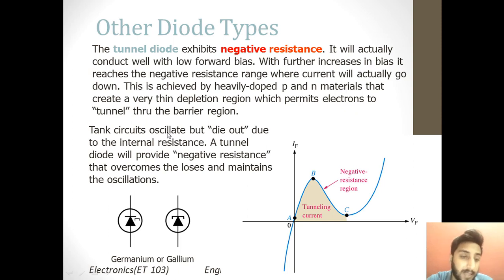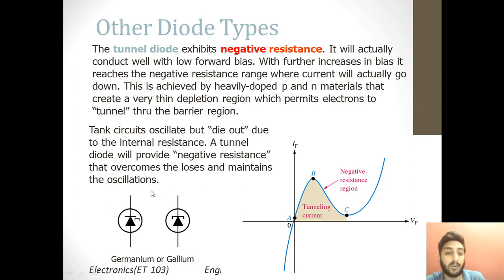We have discussed in the last class that rectification is the process that is used to convert AC into DC, and I have told you that the oscillator is another thing that does the opposite. It creates AC from the DC. It adds some frequency to DC and makes it AC. And for that reason, you see that there is a diode that is working to help that process. A tunnel diode will provide negative resistance, and that will overcome the losses and maintain the oscillation.